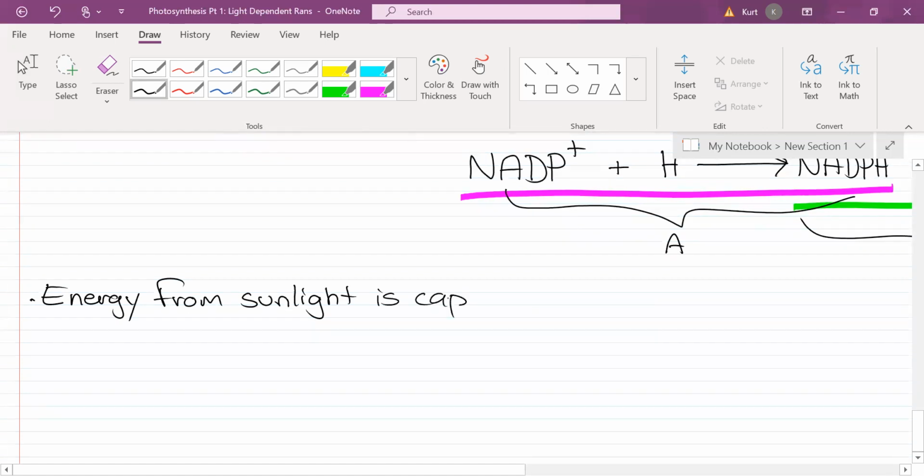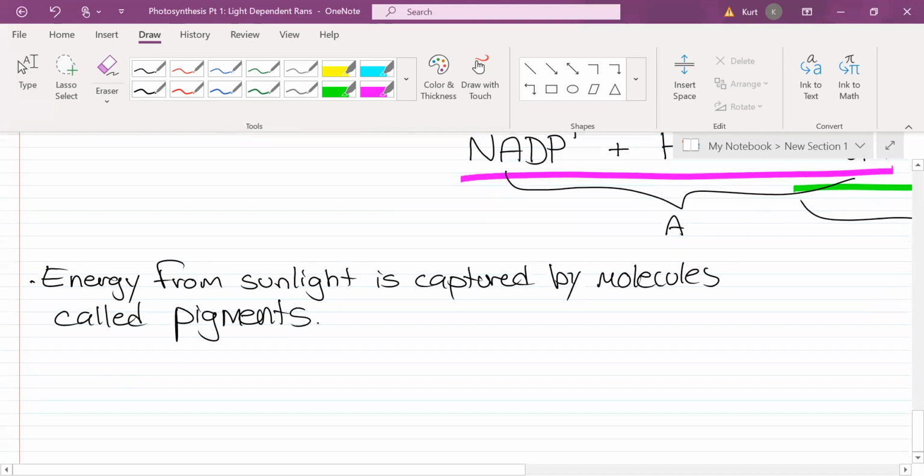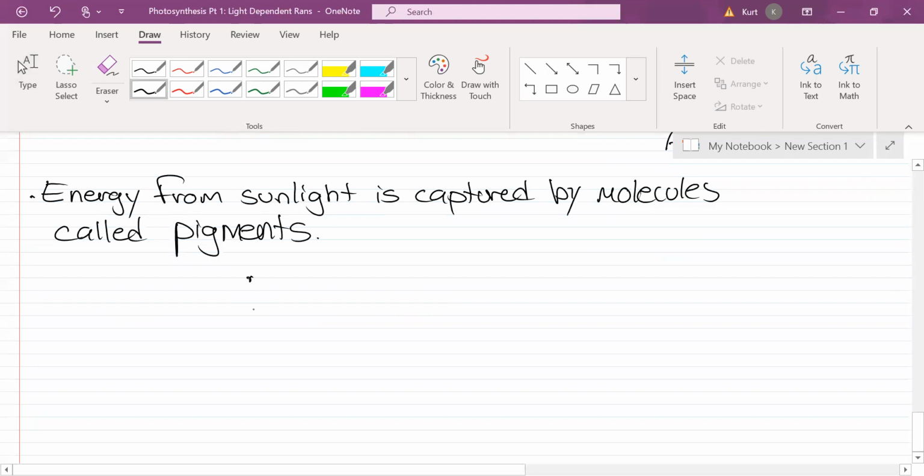Energy from sunlight is captured by molecules called pigments. Do you remember what the main pigment within a chloroplast is that absorbs most of the light from the sun? Chlorophyll. Well, there's actually 2 types, or 3 types of pigments. There's 2 you need to know, but I'm going to throw in a third one. Chlorophyll A, chlorophyll B, and carotenoids.